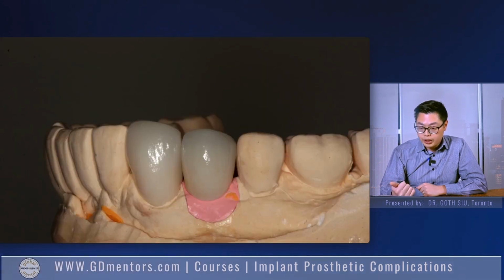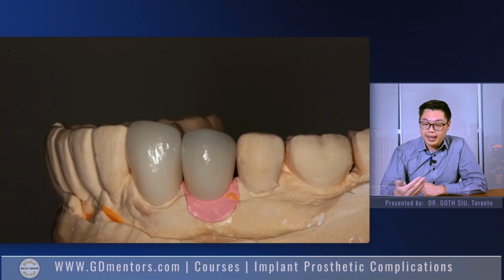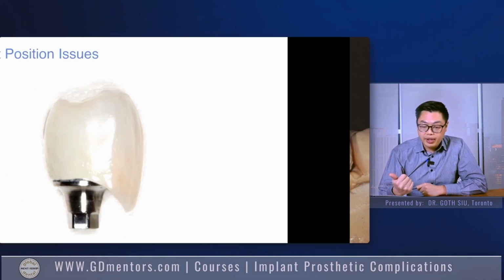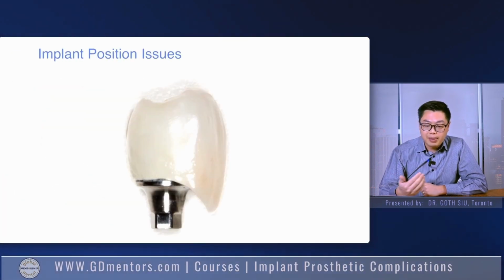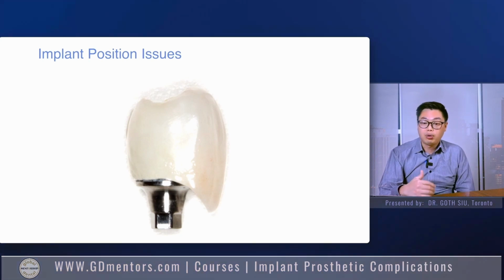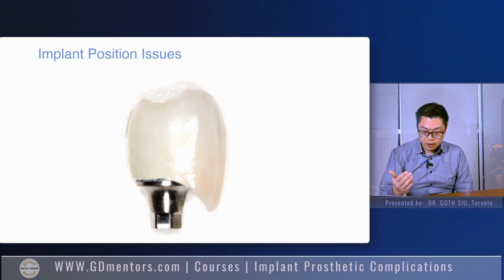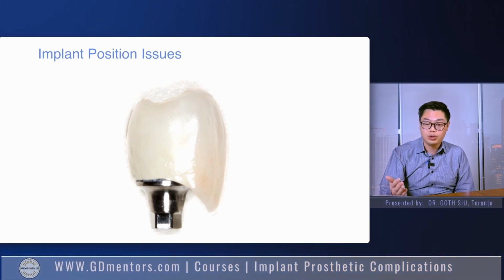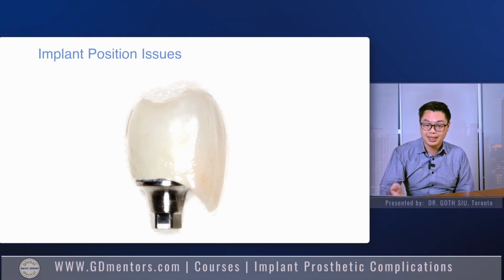If I show you this restoration, again, most people say, okay, yeah, it looks okay. There's nothing wrong with it. But if I show you this view, we can see that there's a very big problem here. In order to get the tooth to look at the proper height, the porcelain needs to be extended beyond, or apically to, the implant platform. And obviously this is a no-no.